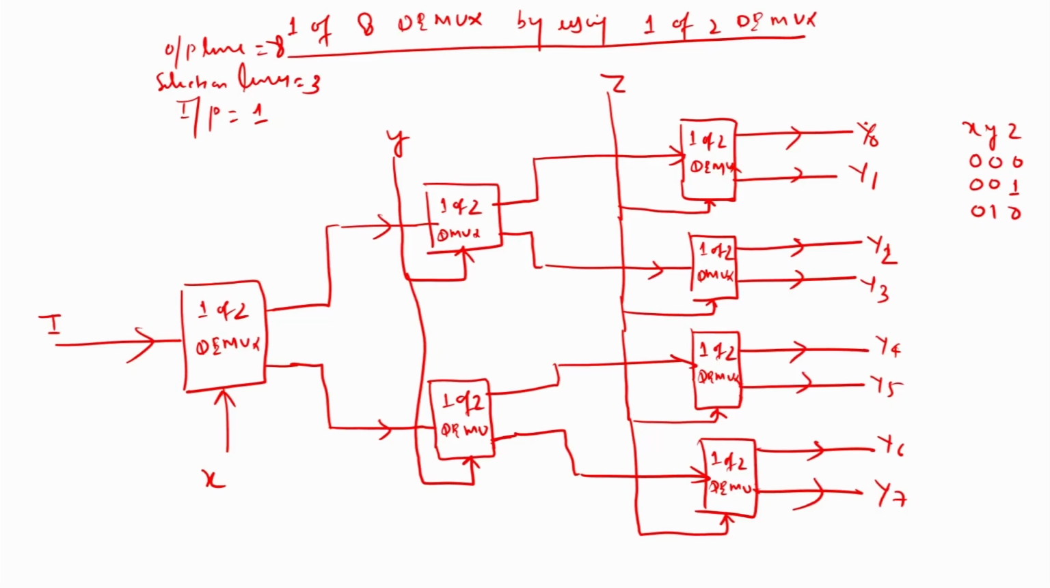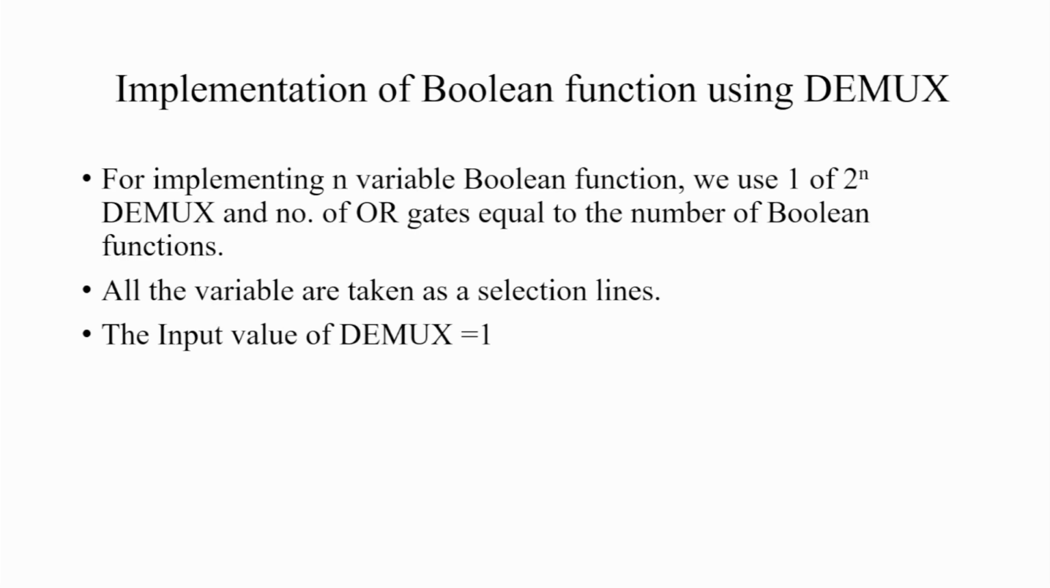In this way, we can implement a large size demultiplexer, or we design a large size demultiplexer, by using a small size demultiplexer. Now, another application of demultiplexer is implementation of Boolean function using demultiplexer. We already discussed the implementation of Boolean function through a multiplexer, and in a similar way we also use a demultiplexer for implementing a Boolean function.